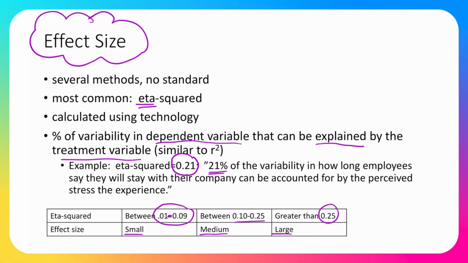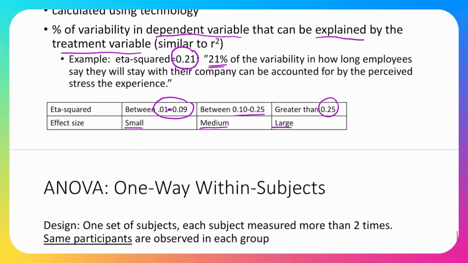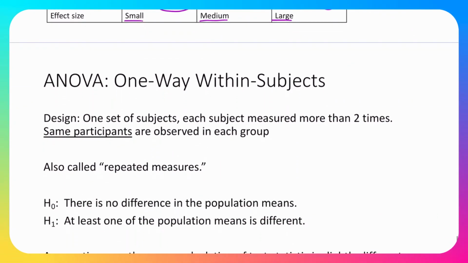All right, let's move on to the second kind of ANOVA. The second kind of ANOVA is the one-way within subjects design. You see this much less often, but I'm going to cover it in case you do run into it in reading the research. So in this design, you have one set of subjects, and each subject is measured more than 2 times. It's the same participants in each group. And you're going to have more than 2 groups because it's an ANOVA. Otherwise, you'd be doing a paired t-test.